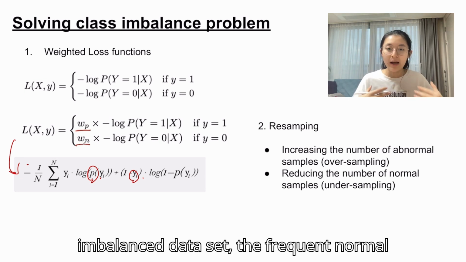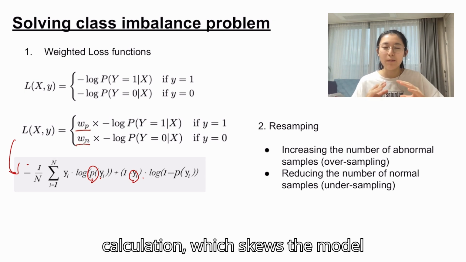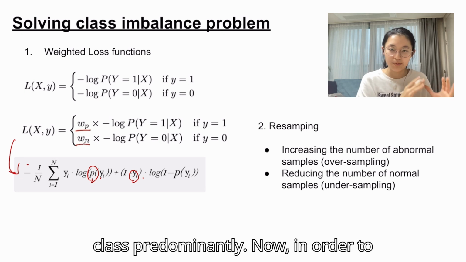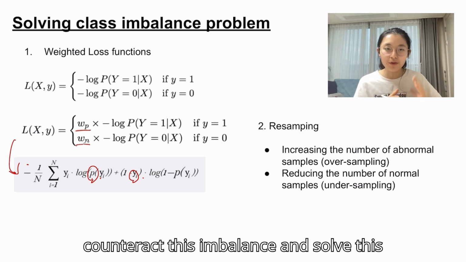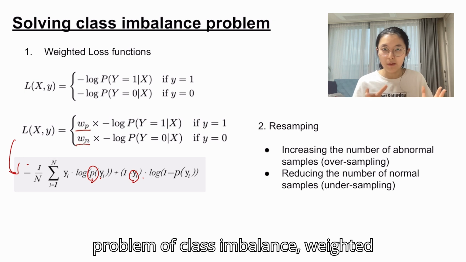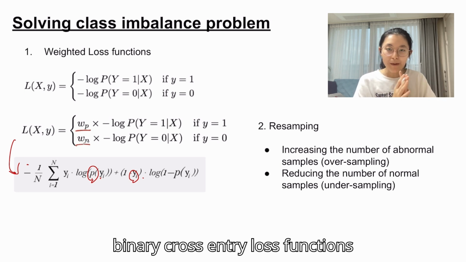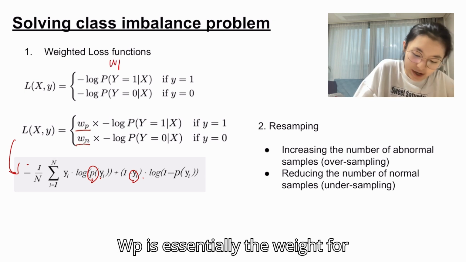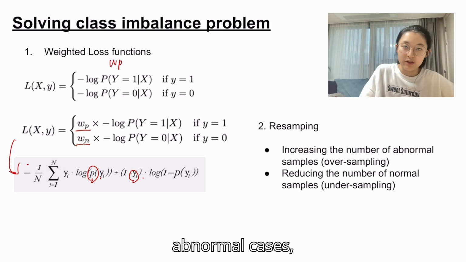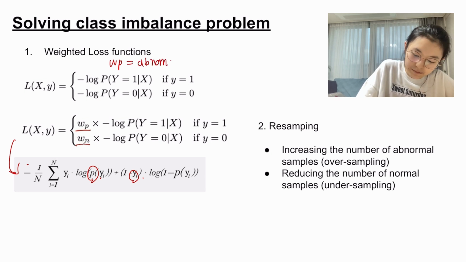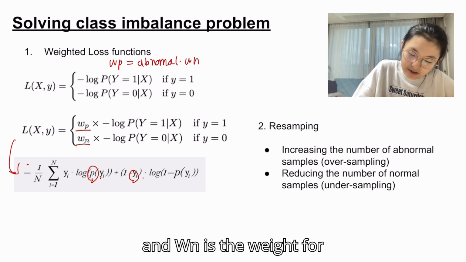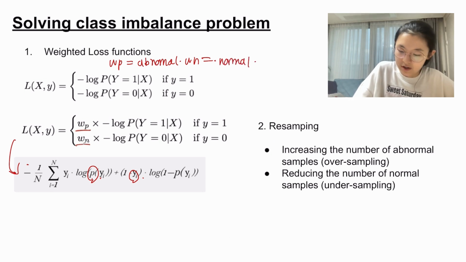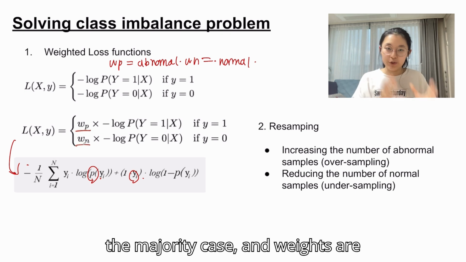Typically in an imbalanced data set, the frequent normal cases tend to dominate the loss calculation, which skews the model towards predicting the majority class predominantly. Now, in order to counteract this imbalance, weighted binary cross-entropy loss functions introduce class-specific weights, wherein WP is the weight for abnormal cases, and WN is the weight for normal cases, which in the case of this video is the majority class.